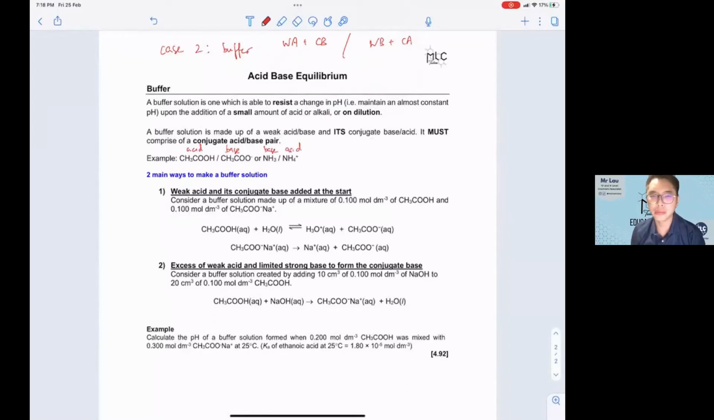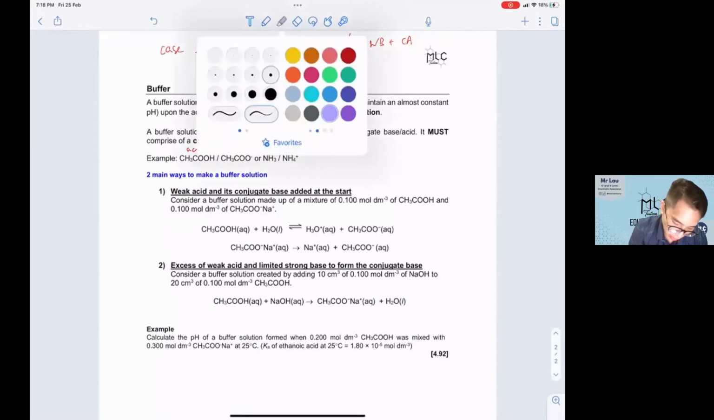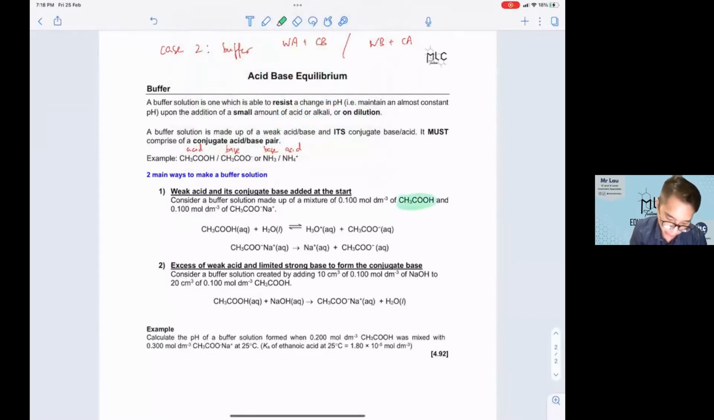There are two ways to make a buffer solution. You can either add both the weak acid and its conjugate base at the start. So for example, over here you have your weak acid and you have your conjugate base added. So over here you have both your acid as well as your conjugate base. So therefore it will form a buffer system directly.